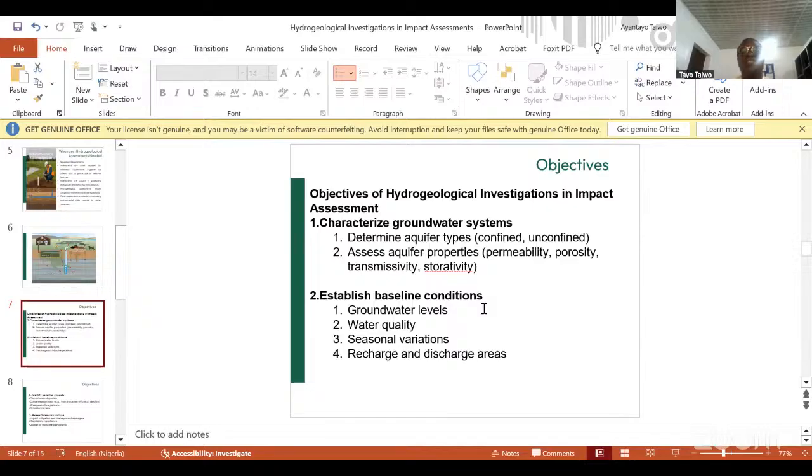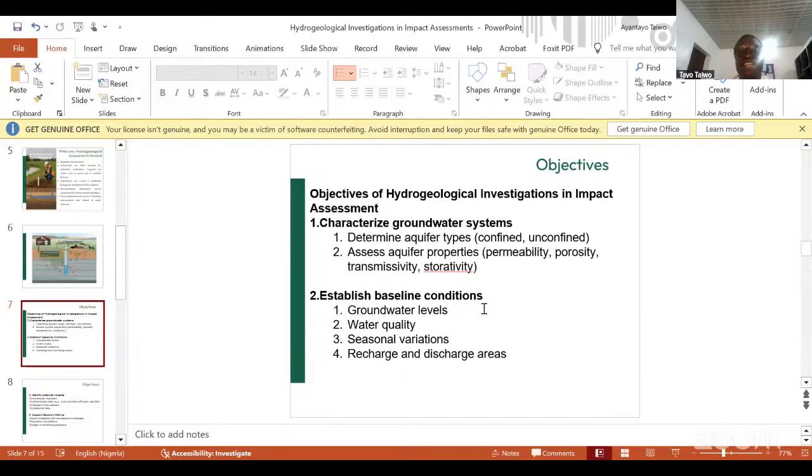So the second objective of hydrogeological investigation is to establish baseline conditions. You want to know the groundwater levels before you begin your project, or before you even start your project at all. You also want to know the water quality. You want to study seasonal variations. If your project will require water and you know that during the dry season there may be a shortfall of water, you need to prepare for it. You cannot now say, oh, I never knew this was going to happen.